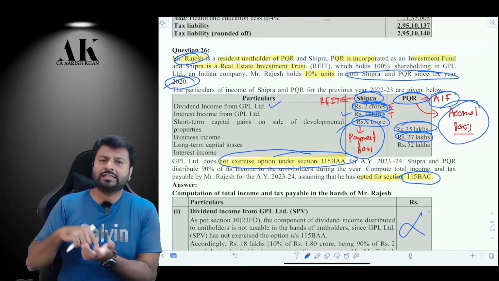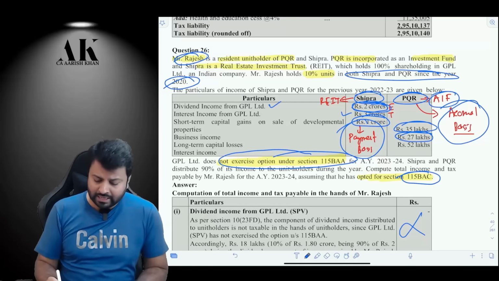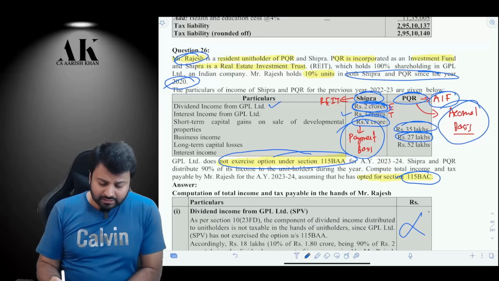If there would have been a long-term capital gains, we would have set off this 27 lakhs against that long-term capital gains. Okay. Now, this 52 lakhs. This 52 lakhs will be what? This 52 lakhs is interest income.